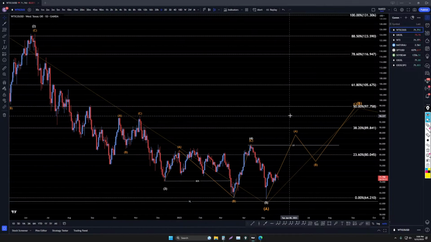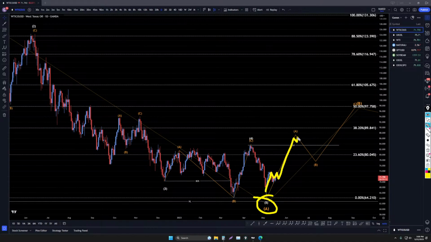I'm still kind of going back and forth whether this really is the end of an ABC correction right here, or the end of a wave A, and now we're going to make an A, a B, and a C. It still looks like it is. It's definitely a little trickier, so sure.